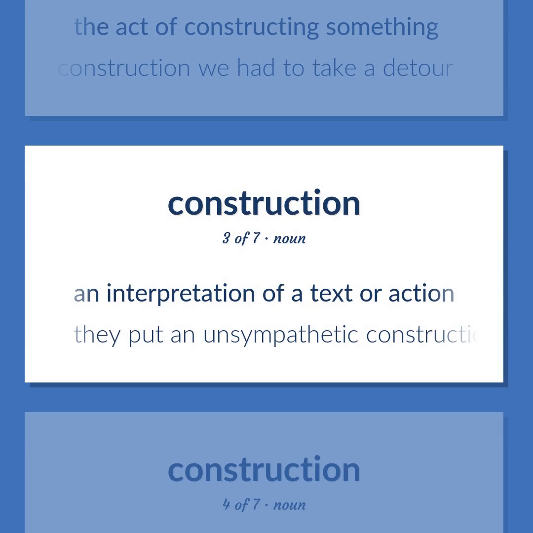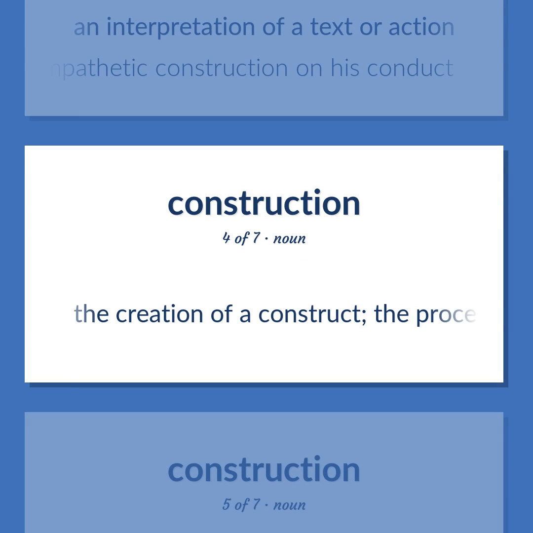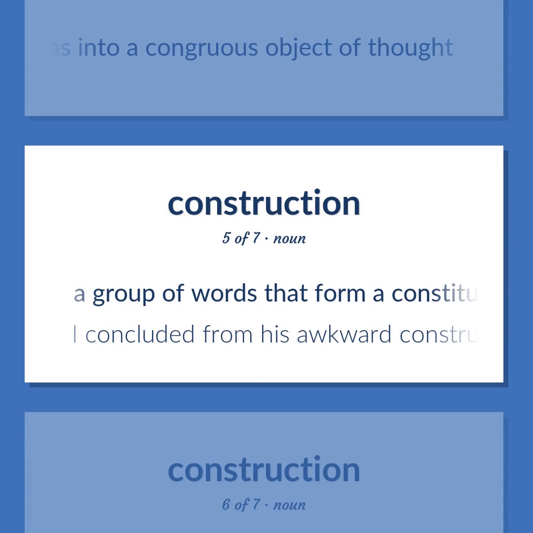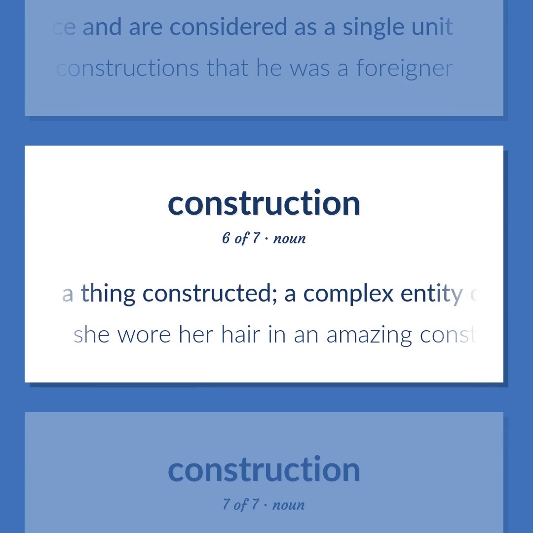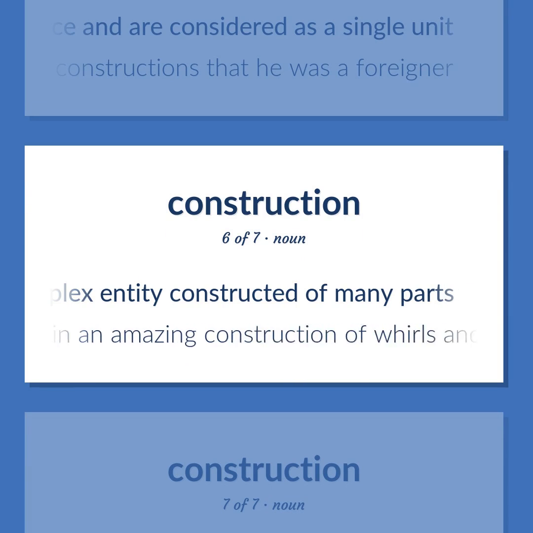An interpretation of a text or action. They put an unsympathetic construction on his conduct. The creation of a construct. The process of combining ideas into a congruous object of thought. A group of words that form a constituent of a sentence and are considered as a single unit. I concluded from his awkward constructions that he was a foreigner. A thing constructed. A complex entity constructed of many parts. She wore her hair in an amazing construction of whorls and ribbons.